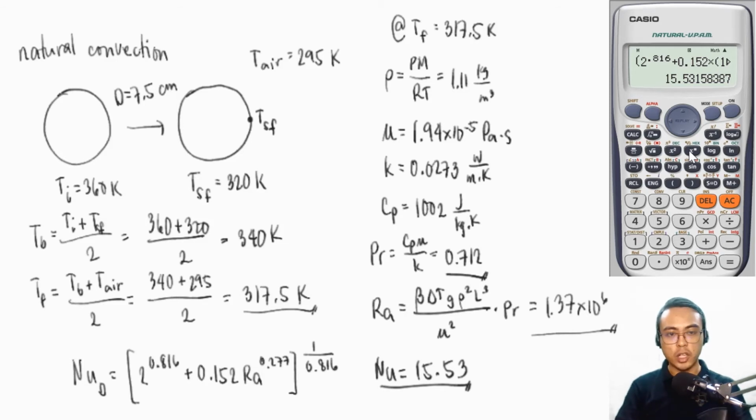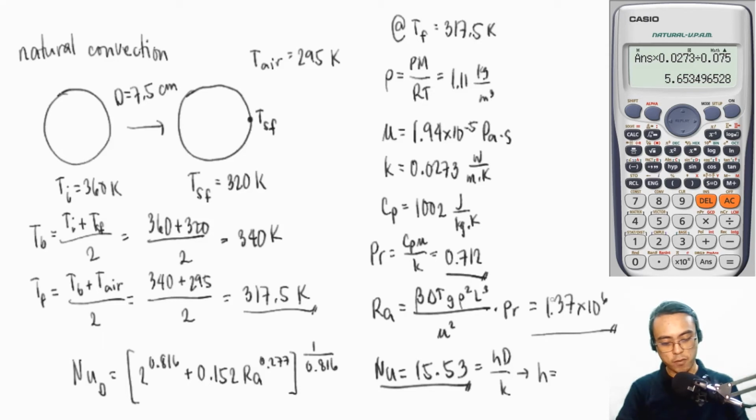From this value of the Nusselt number, this is equated to hd over k, wherein d is the diameter of the sphere. We can estimate the value of the heat transfer coefficient by natural convection. So that is Nusselt number multiplied by k, 0.0273, divided by the diameter, 0.075 meters. Our heat transfer coefficient is 5.65 watts per square meter per Kelvin.